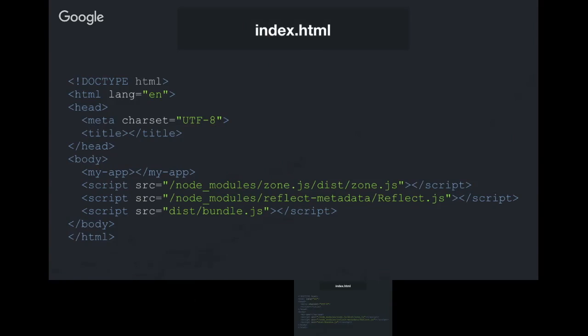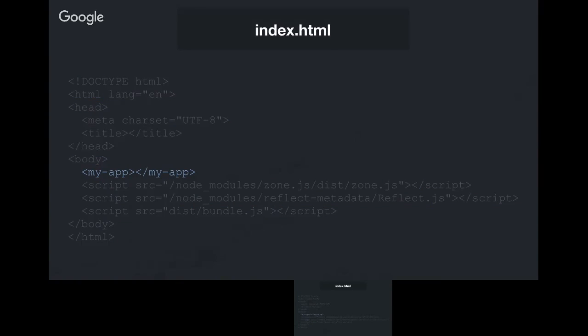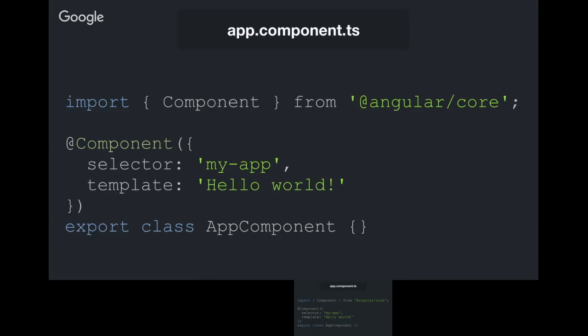Here is an index.html file where we're including a couple of scripts, some polyfills like zone.js and reflect, and also our final bundle of our Hello World application that we're going to have by the end of the presentation. Our final bundle includes Angular as well as our logic. And this is the root element for our application, my-app. Basically, our application is going to be rendered right here. And this element should be matched by the selector of the app component.